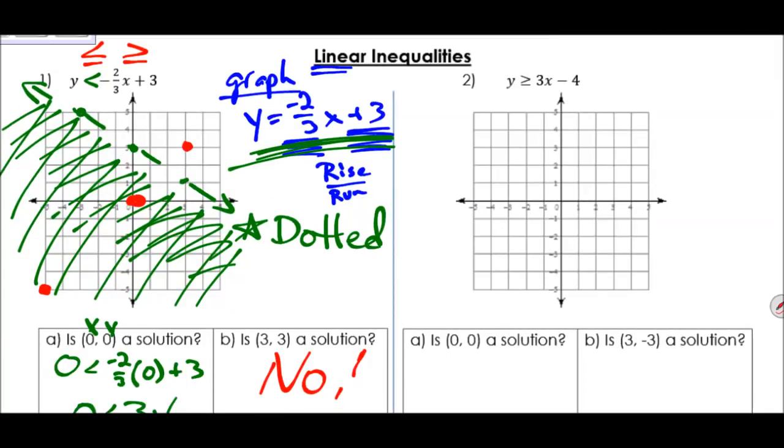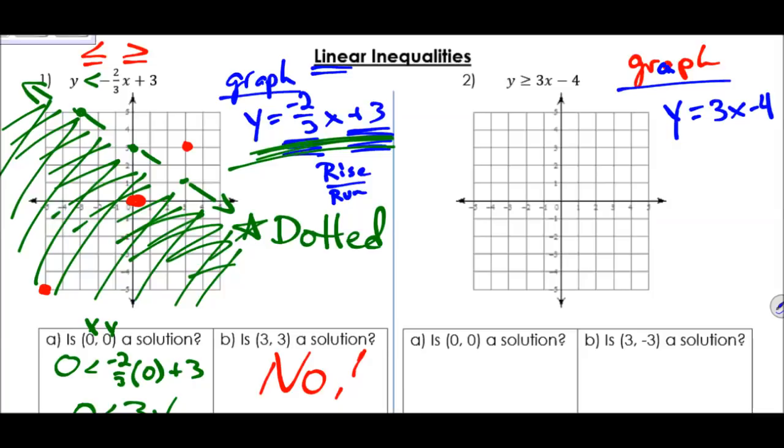All right, the next one says y is greater than or equal to 3x minus 4. I'm going to just change that into an equation. And that's the borderline that I'm going to graph. I'm going to graph y equals 3x minus 4.